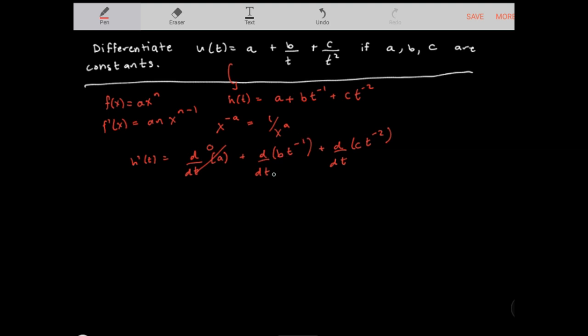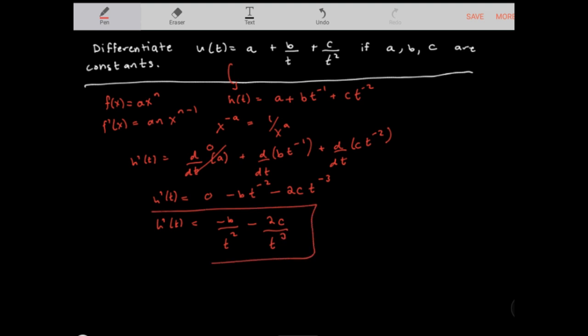Okay. Now if we use the power rule here, we get negative b. Okay, so you do negative 1 times b, so negative b, t to the power negative 2, right? You subtract 1 from the power. And then for the next term, we do negative 2 times c, so negative 2c, t to the power negative 3. Now if we only wanted to use positive exponents, this would look like negative b over t squared minus 2c over t cubed. And that is basically your derivative function.